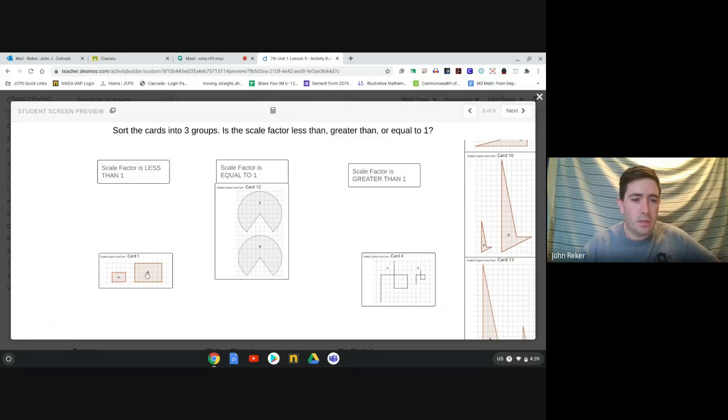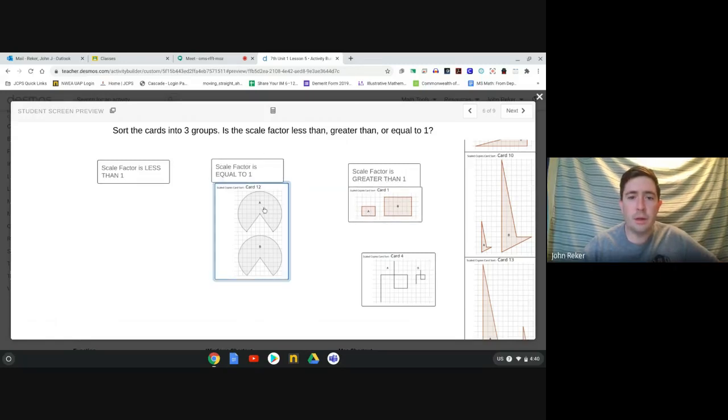This card number 1 here, notice how the A grows into the B. If A is the original, that means it's grown into B. If I had a side of 2 on the left here and a side of 4, so 2 to 4, that's a growth. Also, remember what we said in class is that we take as a ratio or a fraction one side of the new figure or the copied figure. So if this is 4 in the numerator, and then in the denominator we have 2, 4 over 2 is simplified to 2. So I'm going to move this over here because the scale factor is greater than 1.